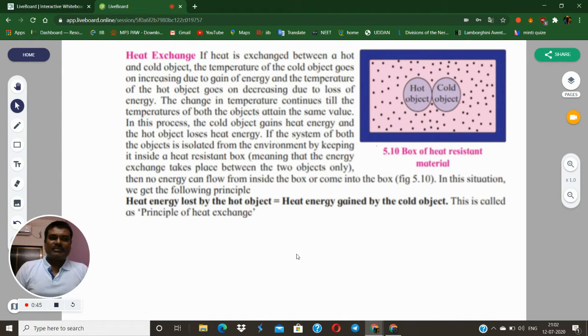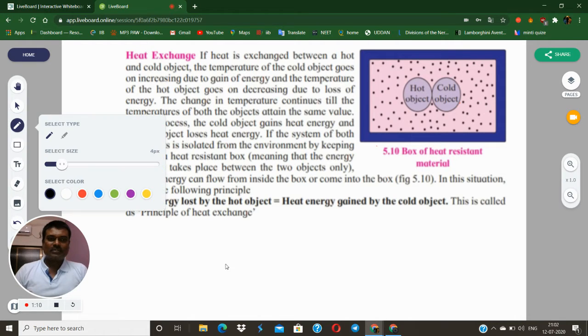Yes, I have a simple question. I want to ask all of you students: if you put two objects very close to each other, one of them hot and the other cold, what happens at that time? So we have considered here, suppose I have put here a ball.